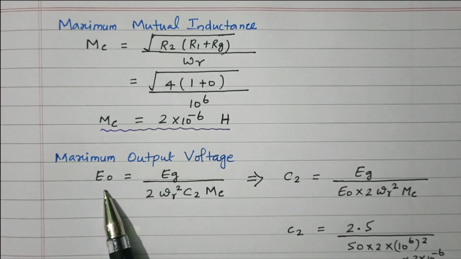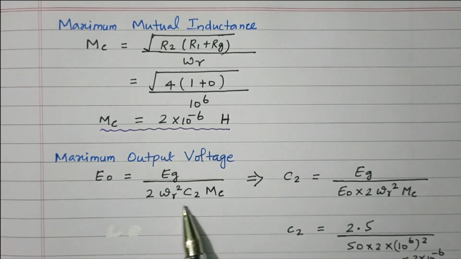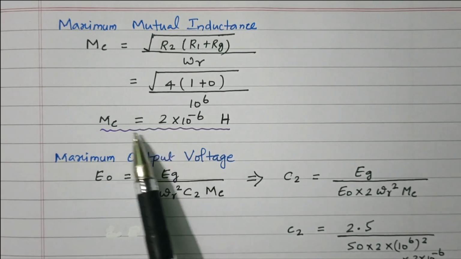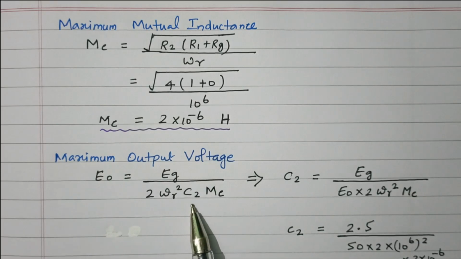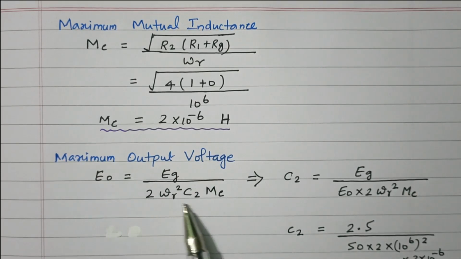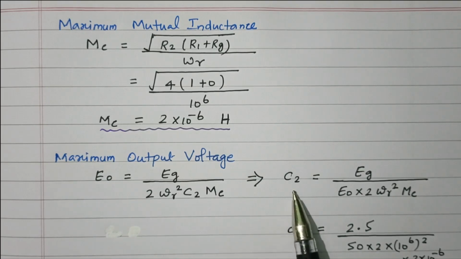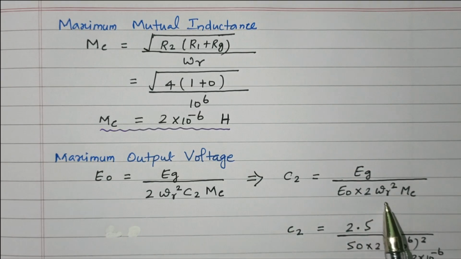One more parameter is given. E0 equals Eg divided by 2 omega R square C2 into MC. MC we have now calculated. So in this all the values are known, only C2 is not known. So we can easily find the C2. Bring the C2 to the numerator on this side, E0 to the denominator on that side, so that C2 equals Eg divided by E0 into 2 omega R square MC.